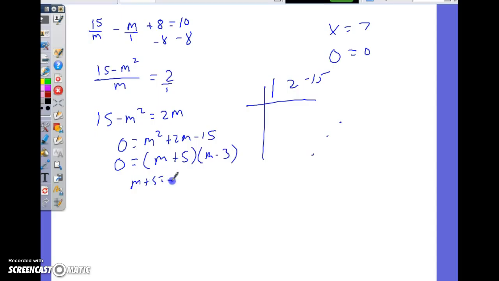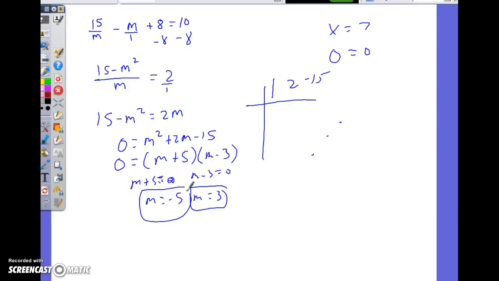Now, here I go. M plus 5 equals 0. M minus 3 equals 0. This should be child's play for you, right? M equals negative 5 and M equals 3. Now, what I just said, we have to check. Enrico, what do I have to check? The answers. Check to make sure the answer doesn't give me a 0 on the bottom. That's the minimum thing you have to check.